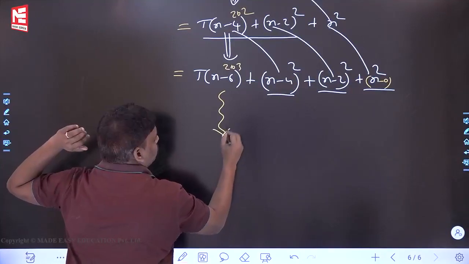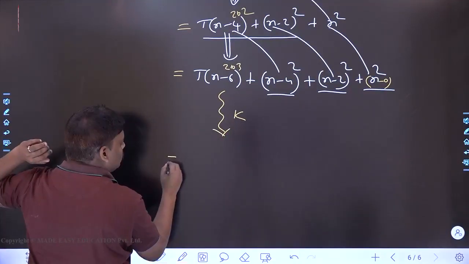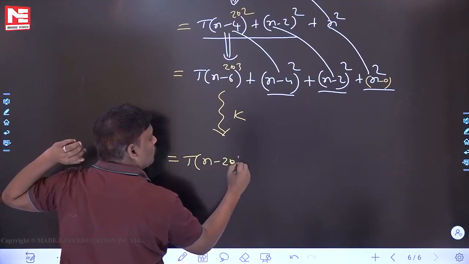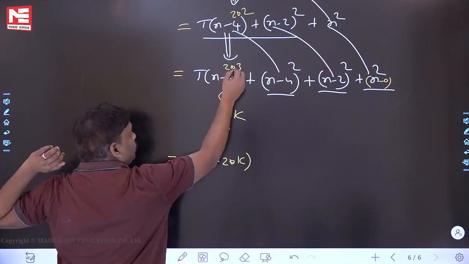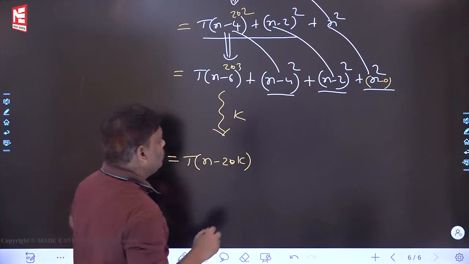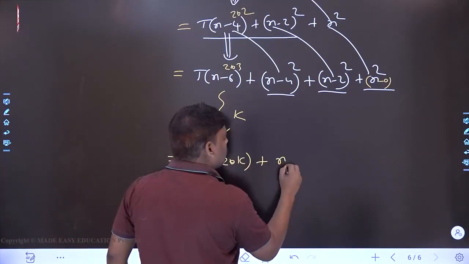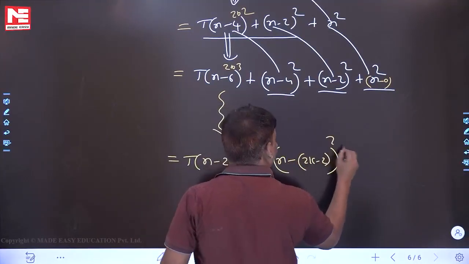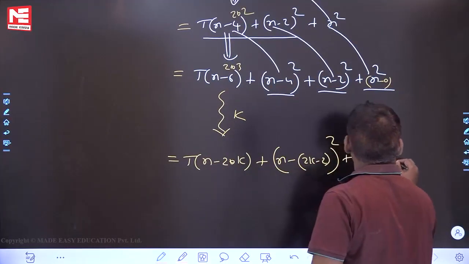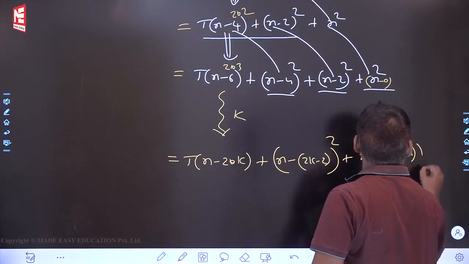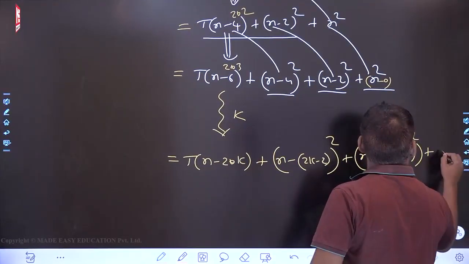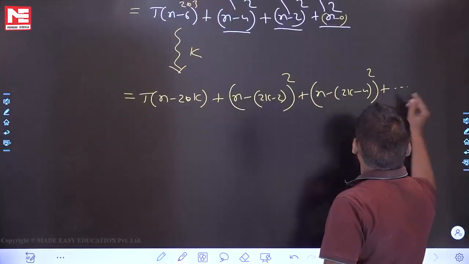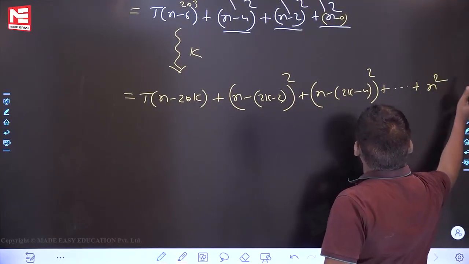Do K times. What is the answer? This will become T of n minus, what is the answer? 2 into K. If you do 3 times, 2 into 3. If you do K times, 2 into K, plus, what is the answer? n minus 2K minus 2 whole square. What is the next one? n minus 2K minus 4 whole square, right? And so on, plus n square.